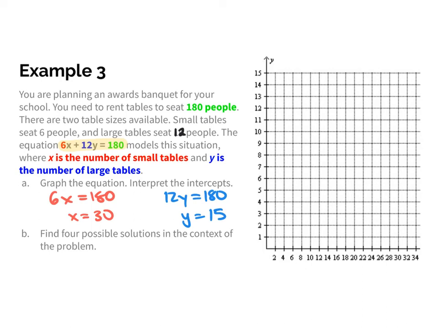Plotting these 2 points on my graph, 30 goes on my x-axis and 15 goes on my y-axis, and then I want to connect those 2 points with a straight line as best as I can. There you go.